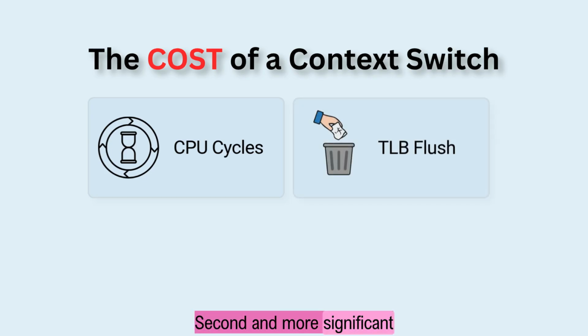Second, and more significant, is the TLB flush. TLB stands for Translation Lookaside Buffer, and it is the CPU's cache for virtual to physical address translation. When you switch to a different process, this virtual to physical address mapping gets completely invalidated, and this cache needs to be invalidated. The new process starts with a fresh TLB, which means every memory access triggers a full page table lookup until the TLB stores the mapping.